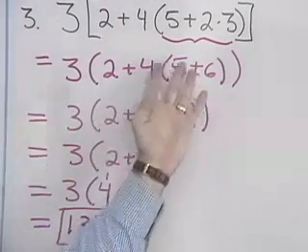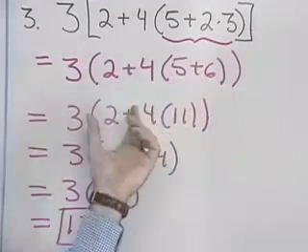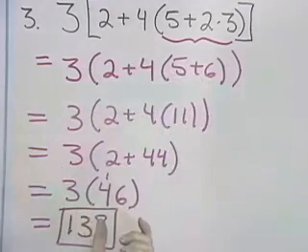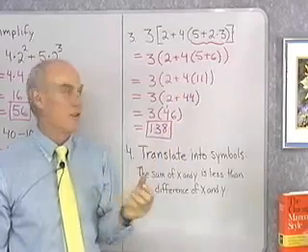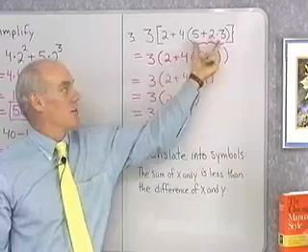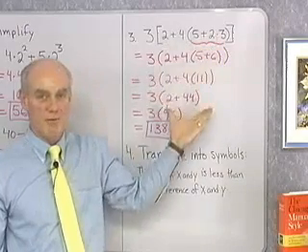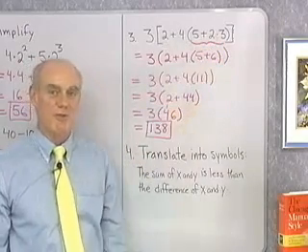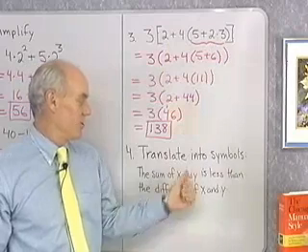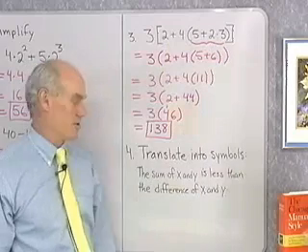So the rule for order of operations says that we always start inside the innermost parentheses first. So I want to start inside the innermost parentheses and then work my way out from there, simplifying according to my rule for order of operations. Let's look at another problem here that involves a translation.